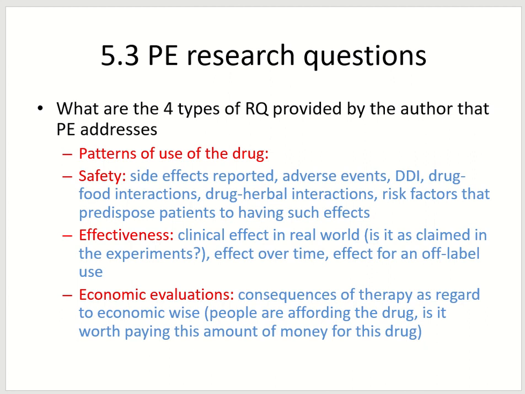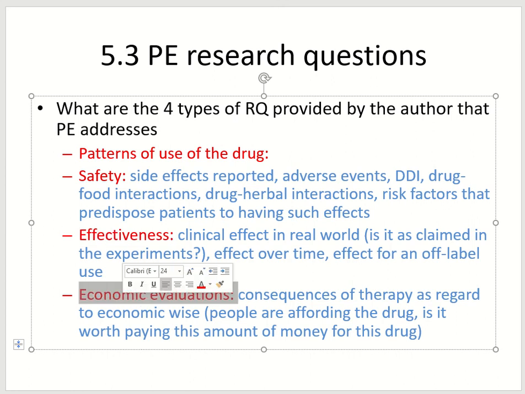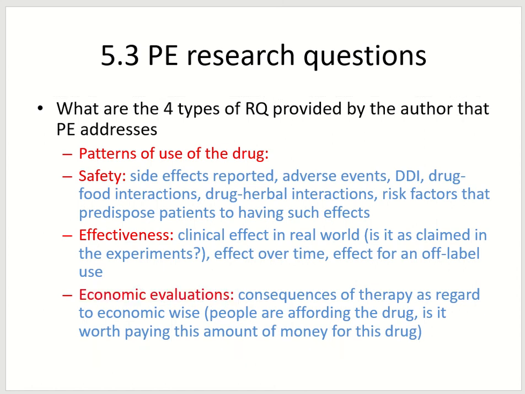There are 4 types of research questions that could be raised and addressed by pharmacoepidemiology, and these are the patterns of drug use, safety issues, effectiveness issues, and economic evaluation, the consequence of therapy with regard to being economically wise. So are people affording the drug? Is it worth paying for this amount of money? Should the government cover it? Should the drug company cover it, etc.